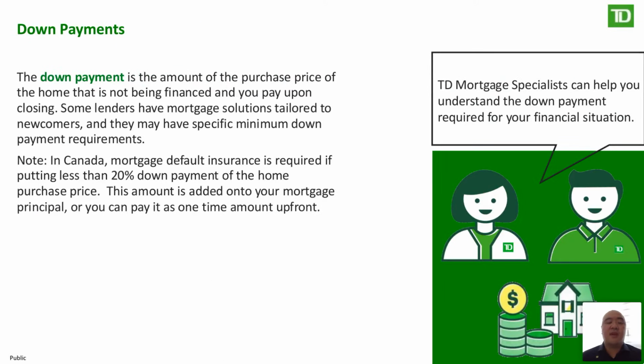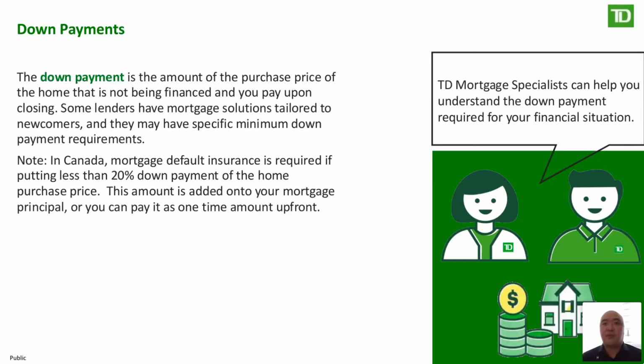So for down payments, a down payment is the amount of the purchase price of the home that is not being financed and that you pay upon closing, right? So from that definition, if the purchase price is $500,000 and you finance or borrow in a mortgage, say $400,000, the portion that's not financed would be the $100,000 in this case. So you would put $100,000 upfront as down payment, and so the down payment is the portion of money that you have to put towards the purchase and offer the seller at the time that you close.